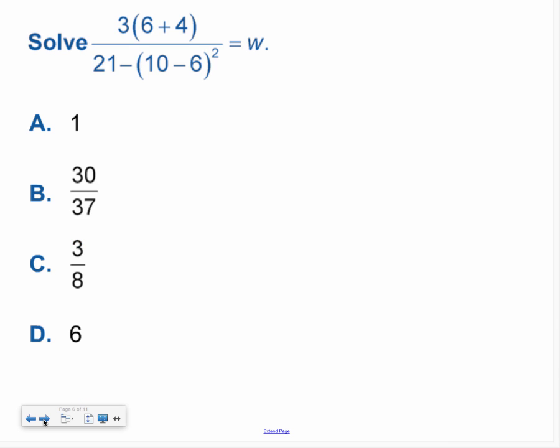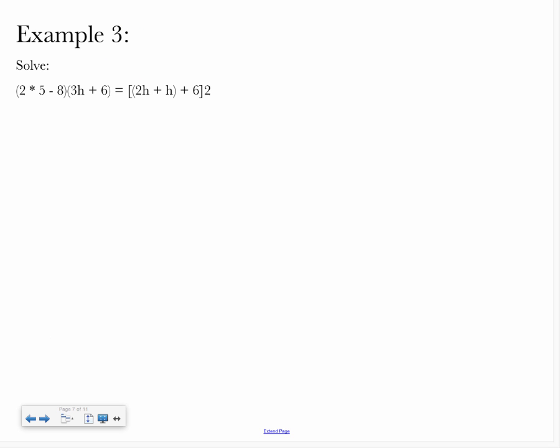Why don't you take a minute and look at this example and see how you do? Hopefully you ended up with 6 as your answer. If not, be sure to ask either myself or a friend. We'd be more than happy to help.